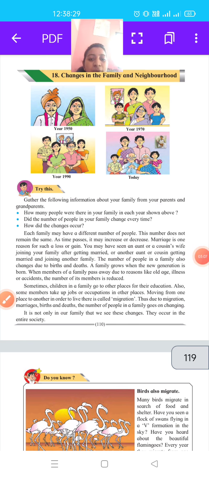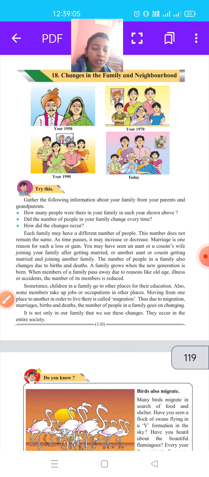Okay, so next is what? Sometimes children in a family go to another place for their education. Also some members take up jobs or occupations in other places. So moving from one place to another in order to live there is called migration. Thus, due to migration, marriages, birth and death, the number of people in a family goes on changing. So some people go from one place to another place. So it is called migration.